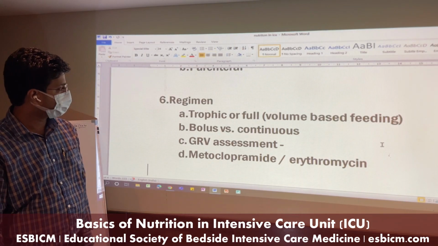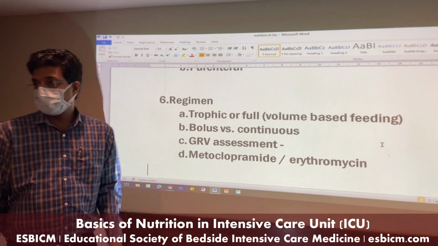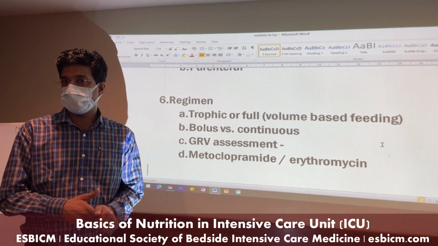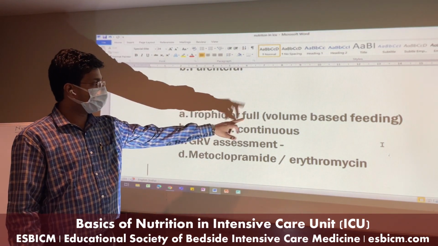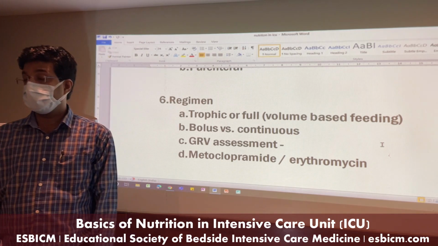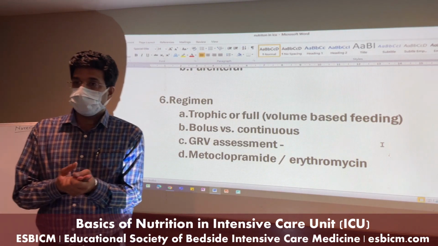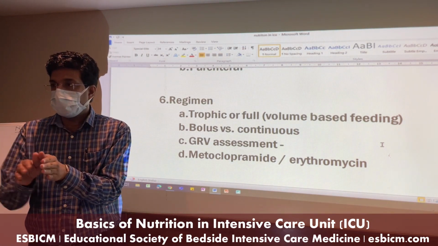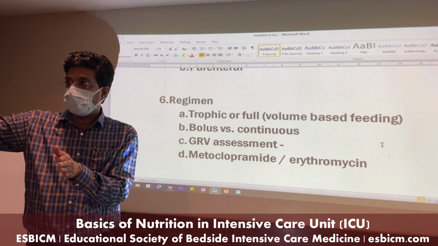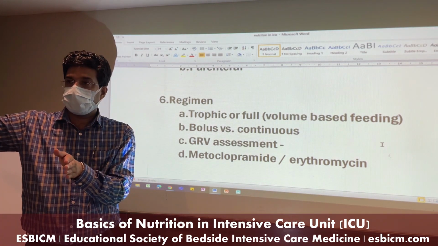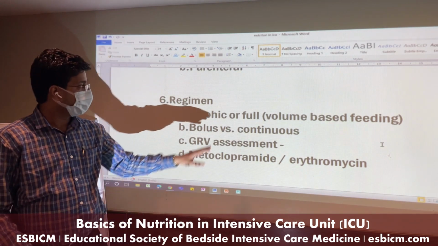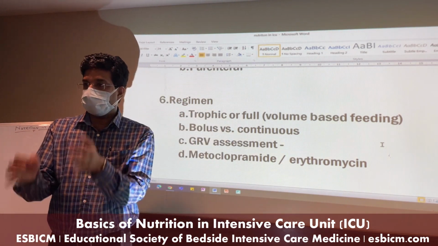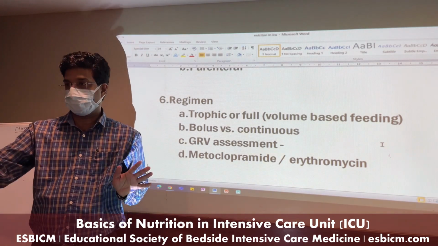Now come to point 6. So you have an RT in place. Suppose we are assuming that our patient has a nasogastric tube in place. How will you feed? Trophic feed or full volume based feeding? Trophic feed means you start with a little amount, you gradually increase and reach your target levels in 2 to 3 days.